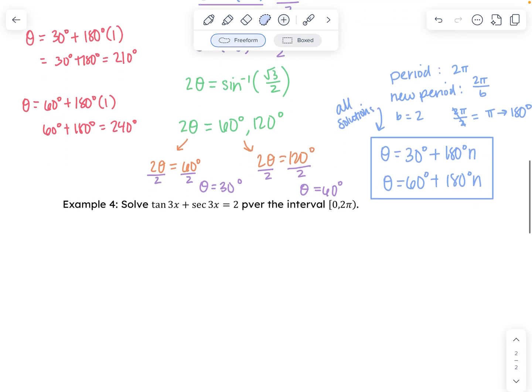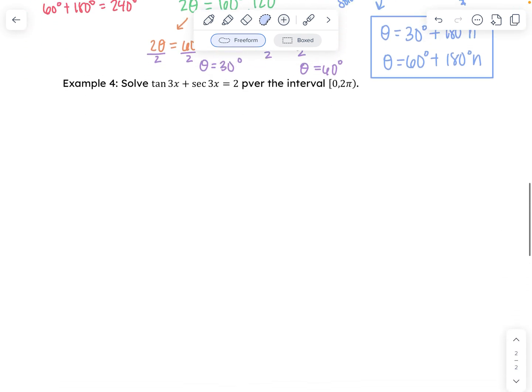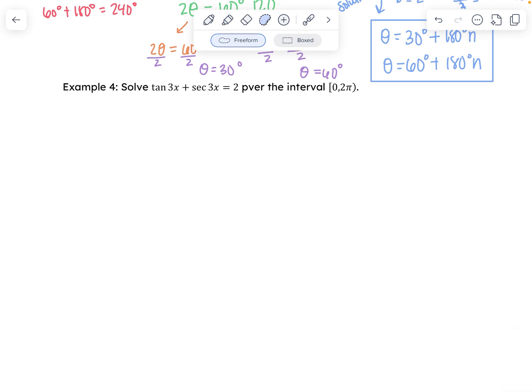And let's look at our last example. It says solve tangent 3x plus secant 3x is equal to 2 over our interval 0 to 2 pi. Oh, and there's a typo. So if I'm looking at this, once again, we've got a tangent and we've got a secant. We need to try and get it down to one of those. So we did one kind of like this last time. Probably the best option for me is my Pythagorean identity: tangent squared x plus 1 is equal to secant squared x.